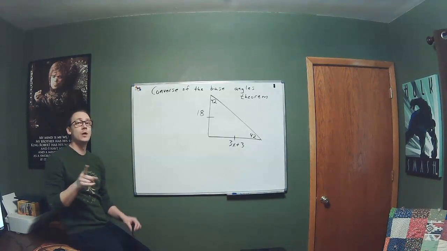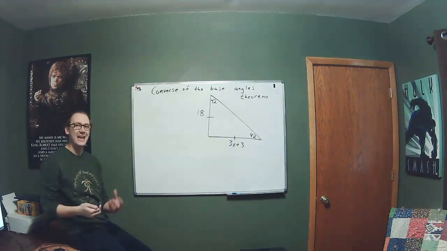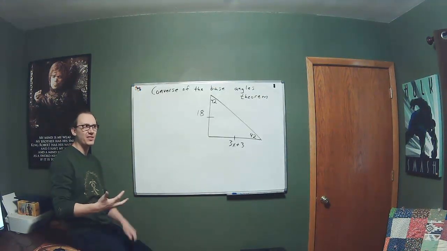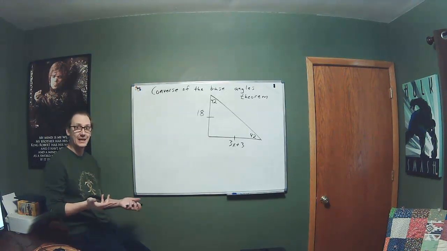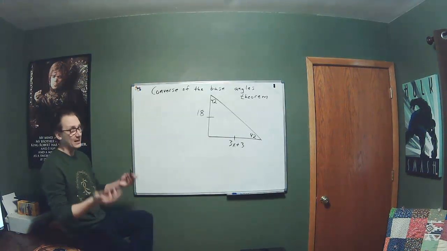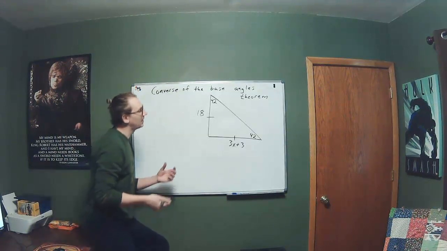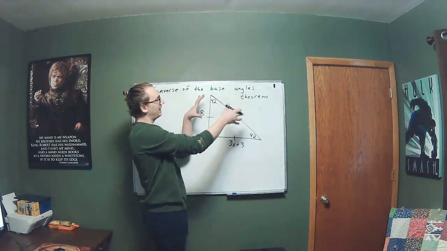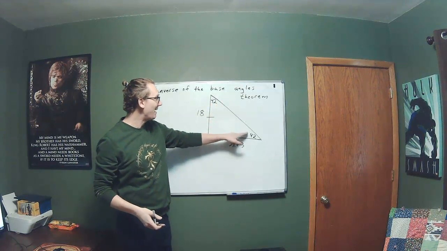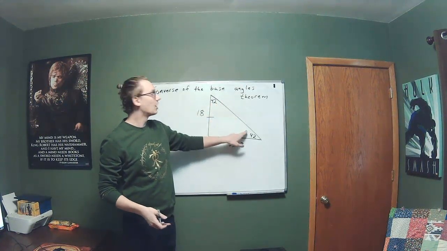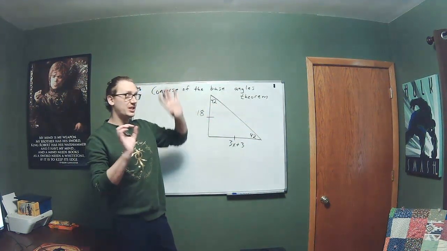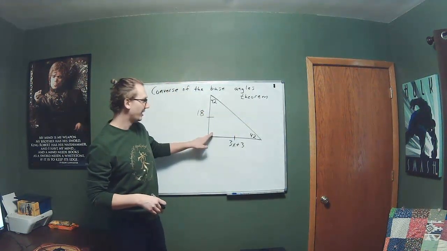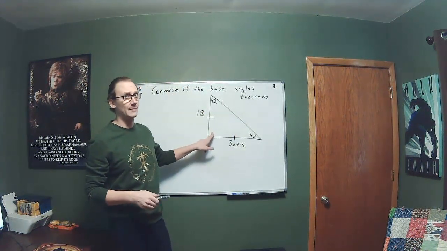Okay? Also note that the base angles are not always the angles that are on the bottom. We frequently think of base angles as the angles that are on the base, on the bottom. But in this case, because the isosceles triangle has been rotated a little bit, my two base angles are no longer the two angles on the bottom. They are still the two angles that are not between the congruent sides.